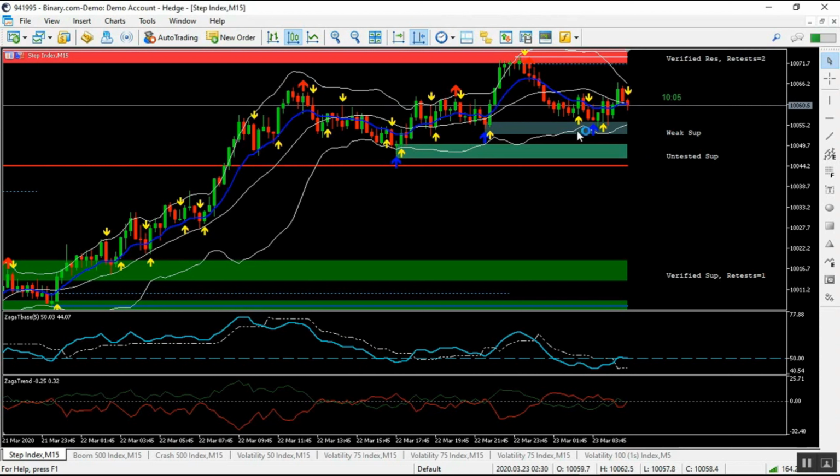But currently the market is consolidating, or is at a halt at the moment, because you see this squeeze and you see this squeeze.